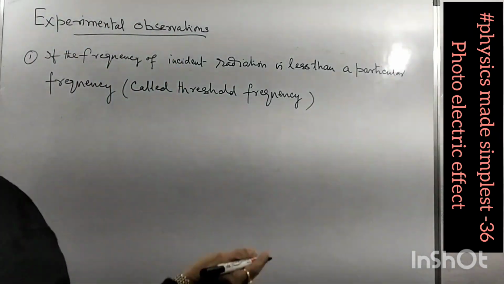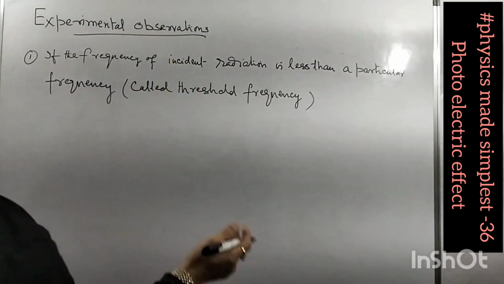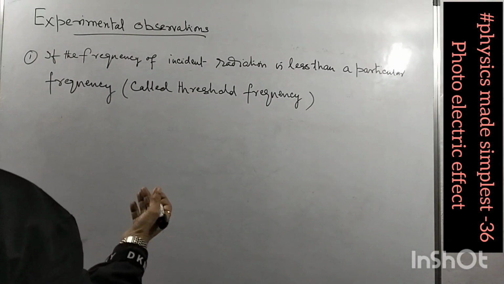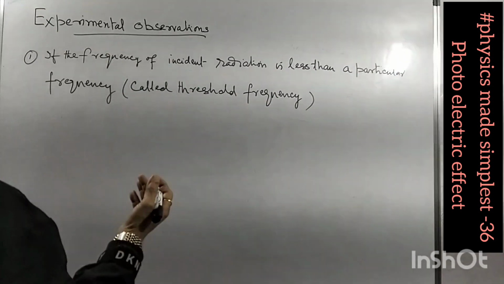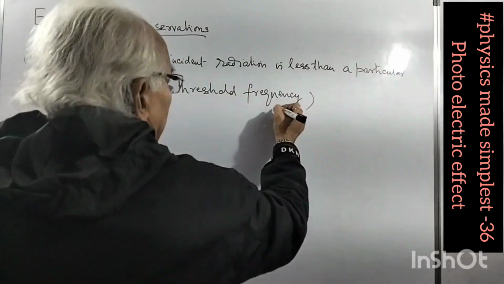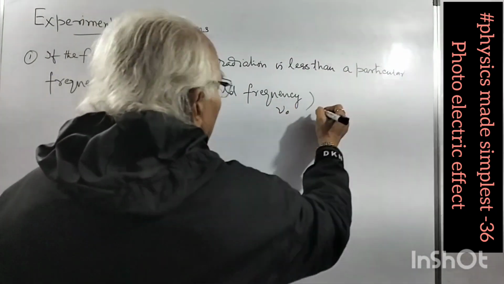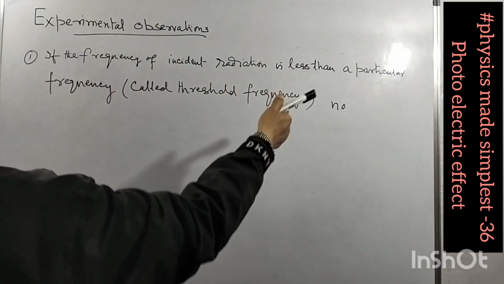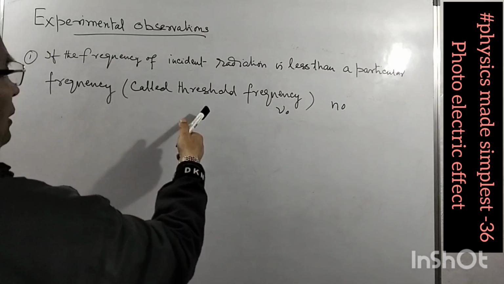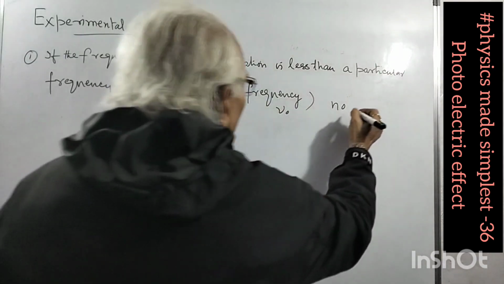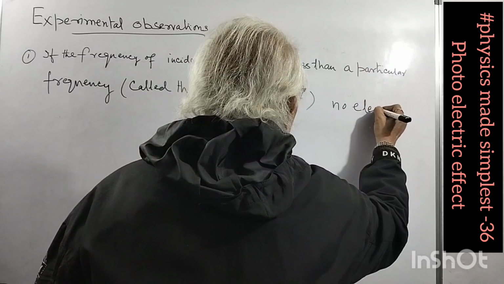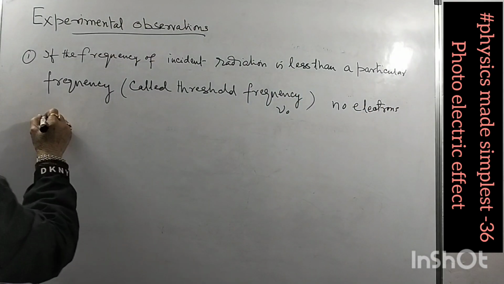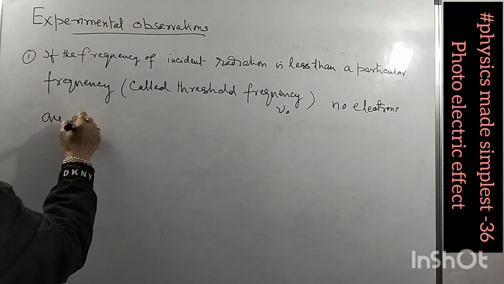This is called threshold frequency. So if the frequency of radiation is below that frequency, no electrons are emitted out. That you can say nu naught. If the frequency of incident radiation is less than a particular frequency called threshold frequency nu naught, no electrons are emitted out.